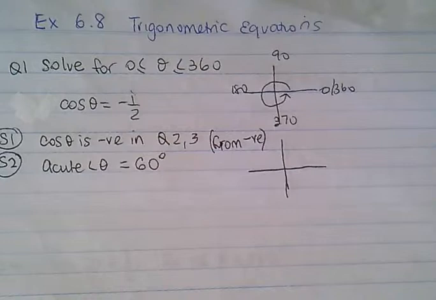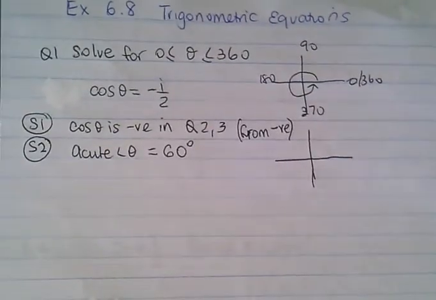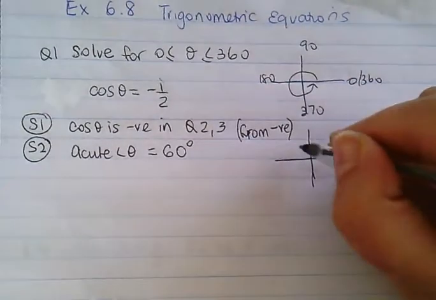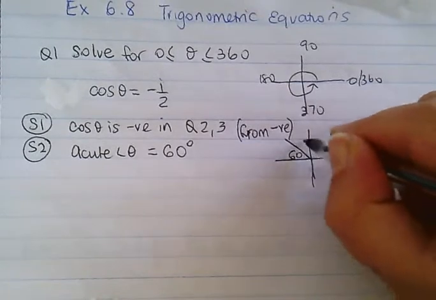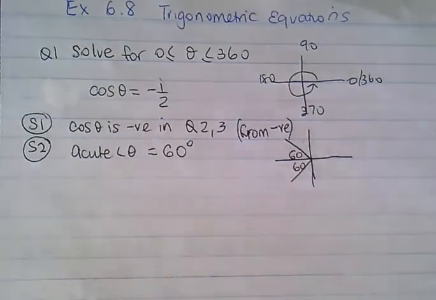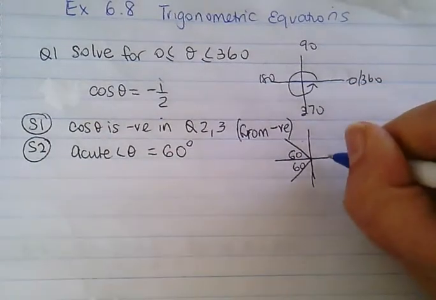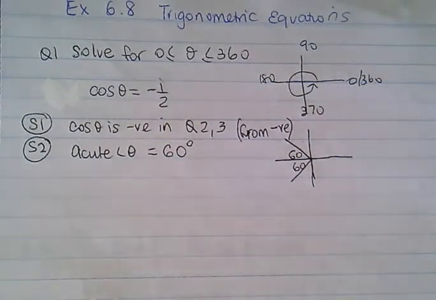So set it out like this. It's telling me quadrants 2 and 3, 60-degree angle: 60 in quadrant 2, 60 in quadrant 3. This is really the best way to do it. Now just tell me how big those angles are.